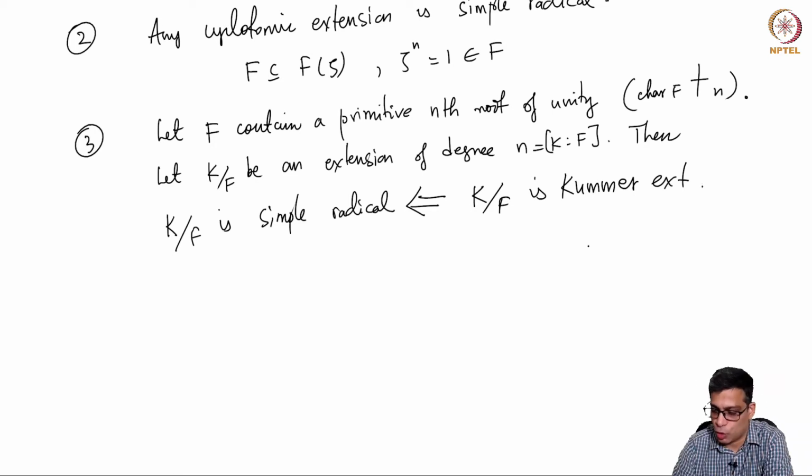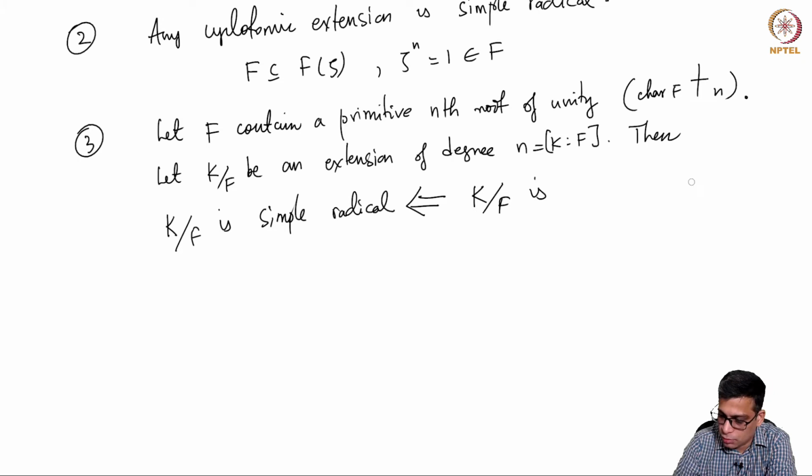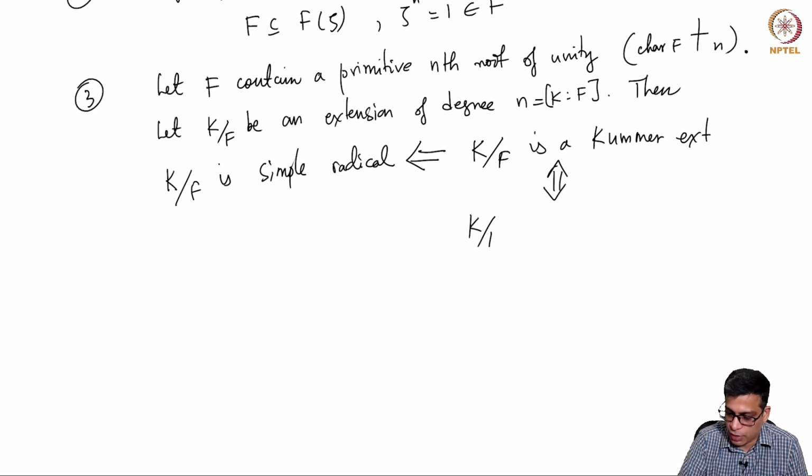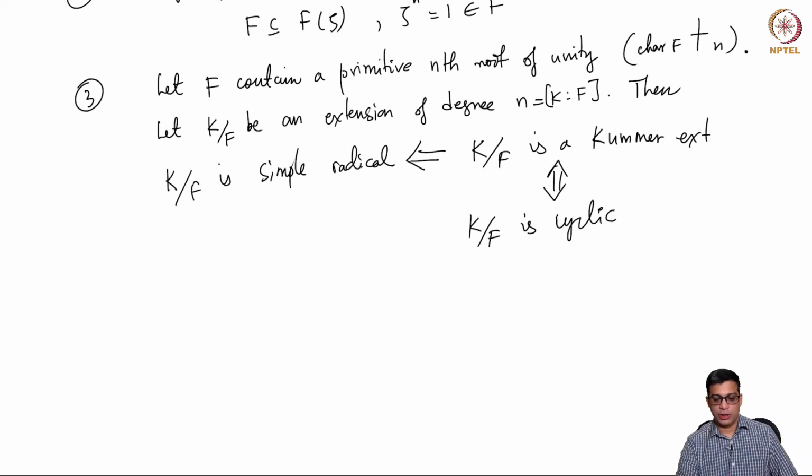K over F is a Kummer extension. So, in general, Kummer extensions are simple radical extensions. So, if it is a Kummer extension, that means K is generated by alpha such that alpha to the power n is in F, and this of course is if and only if K over F is cyclic. Okay, so we'll prove later something about this.